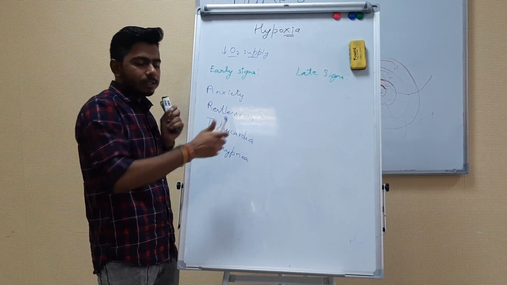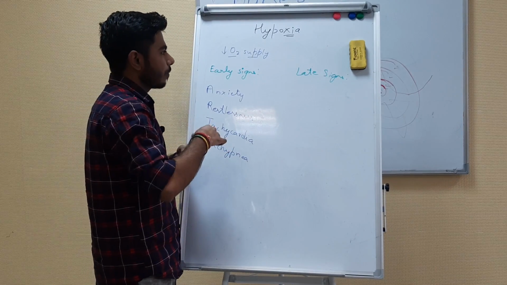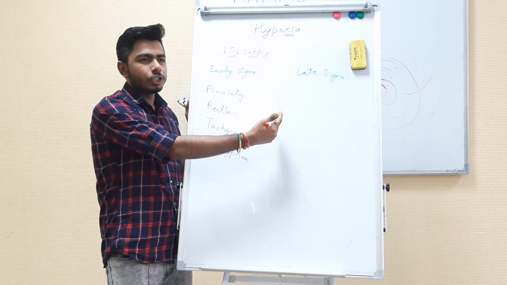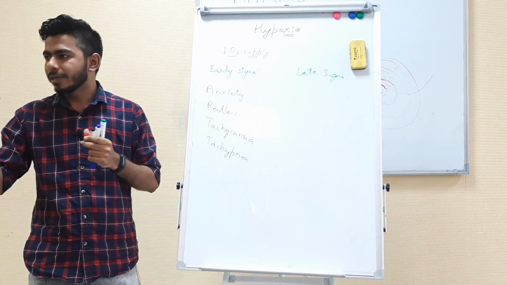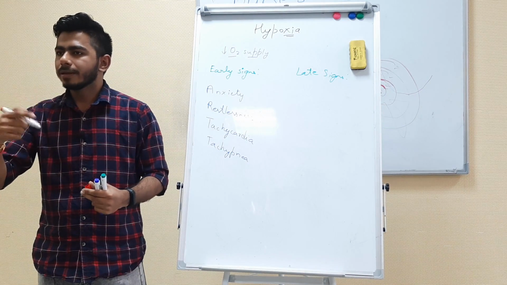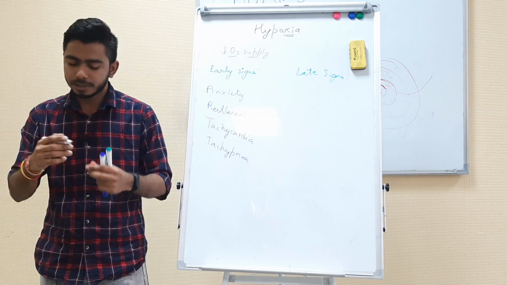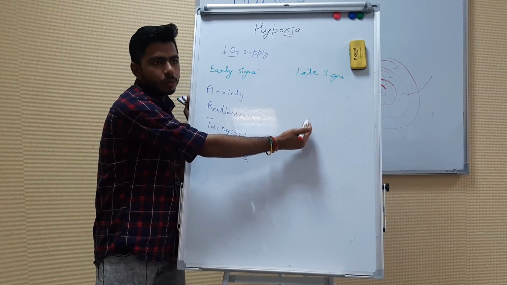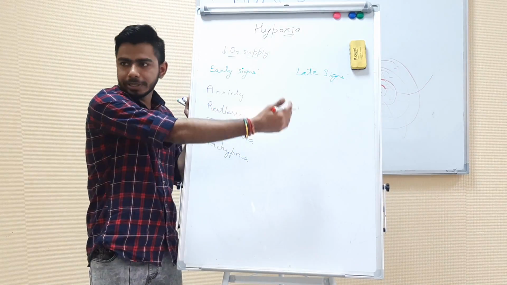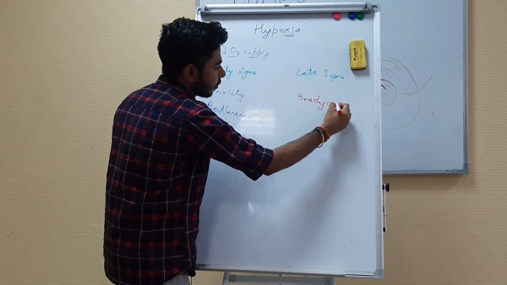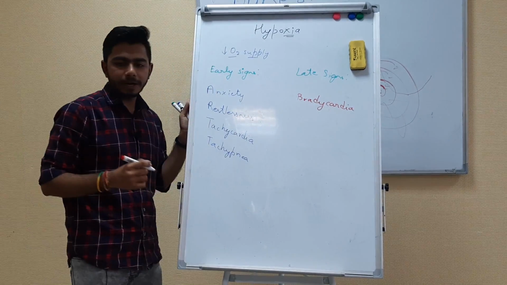Coming over to the late signs. What will the late signs be? Some will be the opposite of these. For example, I told you about the heart rate. Over here it was tachycardia, so the heart rate was increasing. In this case, as the condition transitions into the late signs, the decompensatory situation, you will have bradycardia. Bradycardia means a slower heart rate, right?